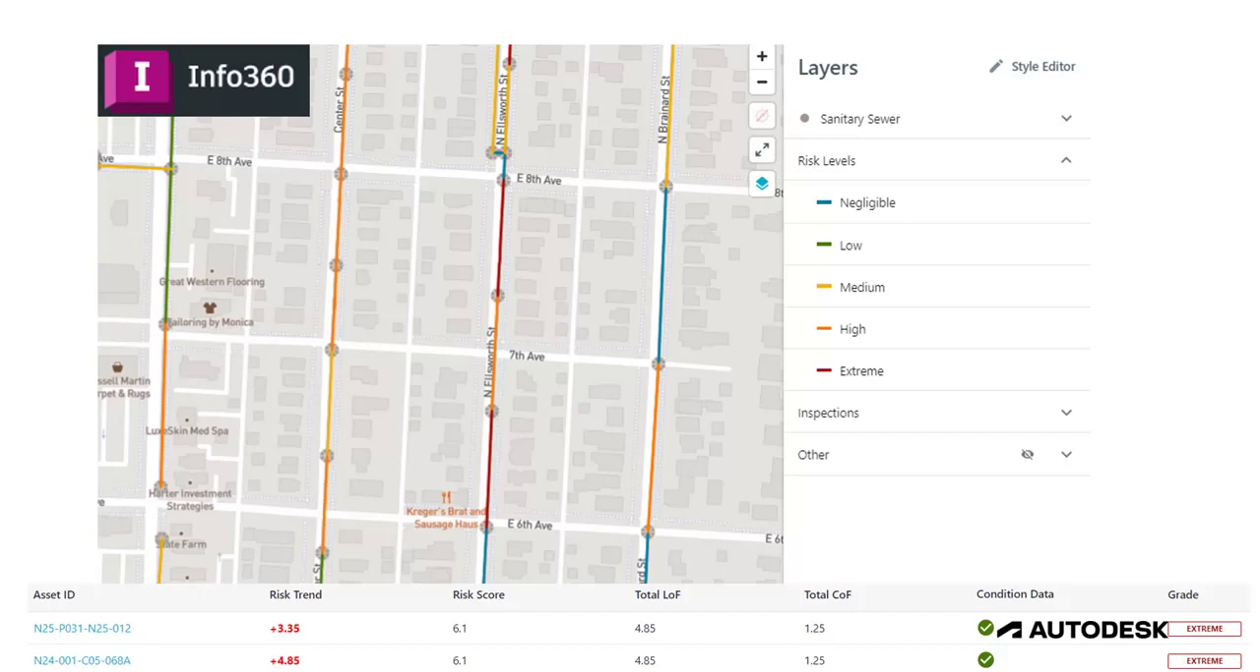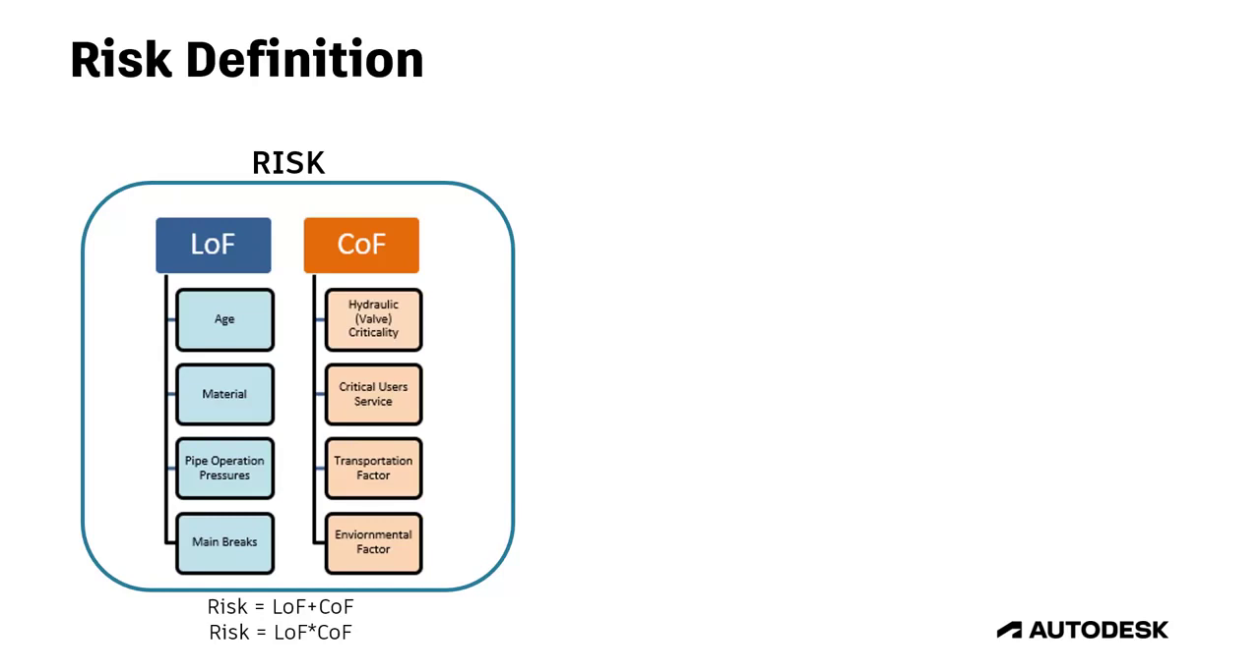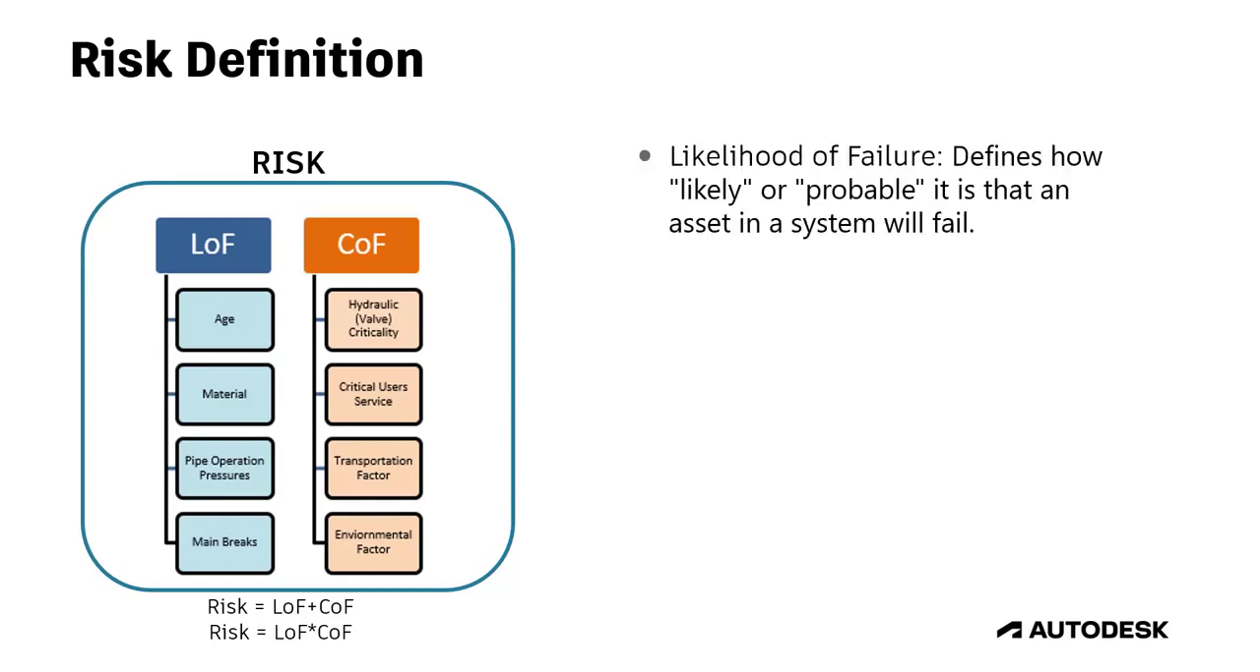Let's do a recap on how risk analysis in Info360 Asset is calculated. A total risk score is calculated from the total scores from likelihood of failure parameters, or LOF, and consequence of failure parameters, or COF. In the water industry, likelihood of failure defines how likely or probable it is that an asset in a system will fail. Some examples of this criteria might be the age of the asset, the material of the asset, or the history of failure of the asset.